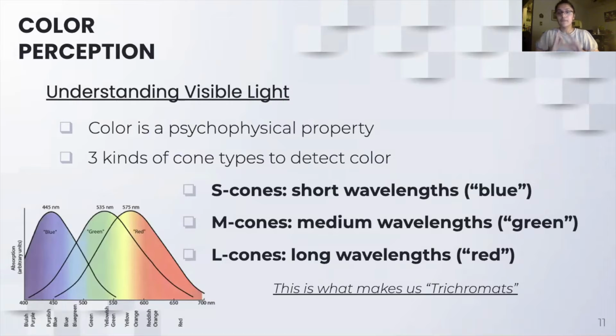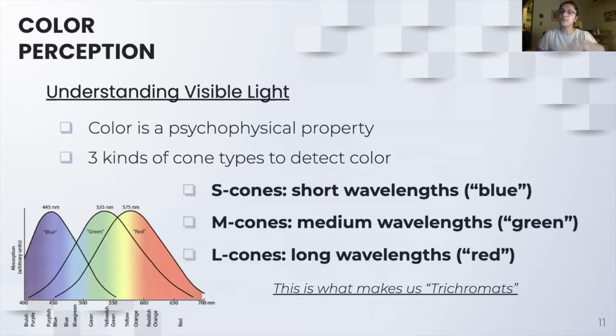Now that we know the biology behind it, it's time to take a look at how this physiology influences how we experience the world. We have 3 cone types that help us discriminate color, in which color is a psychophysical property, turning that light energy into neural energy. Those 3 types of cones are S cones, which are short wavelengths, colloquially known as blue cones, M cones, which are medium wavelengths, green, and L cones, which are long wavelengths, red. And these 3 cones are what make us trichromats.